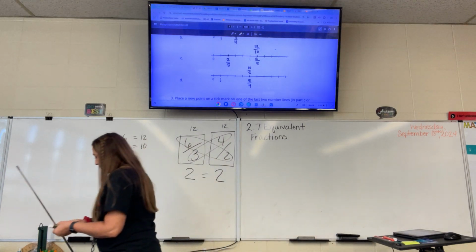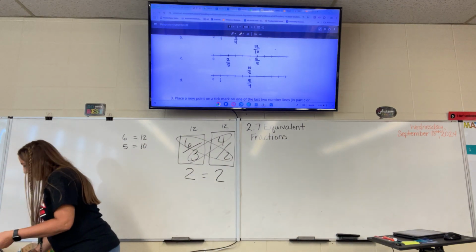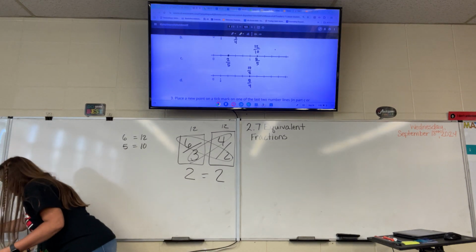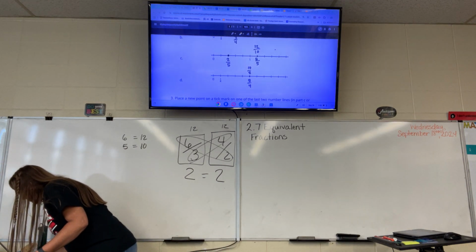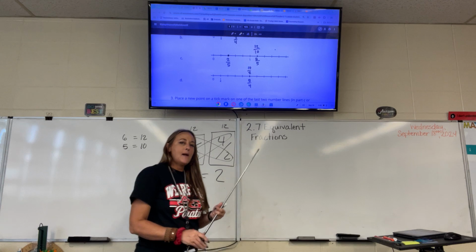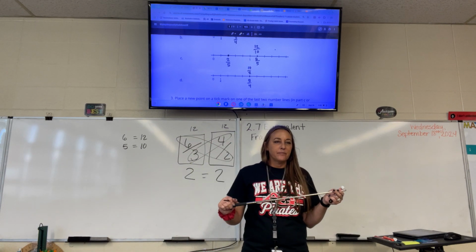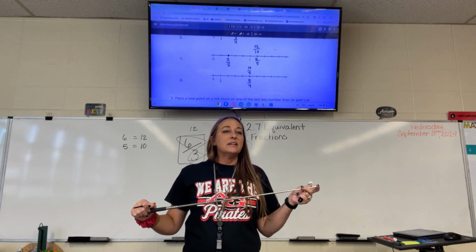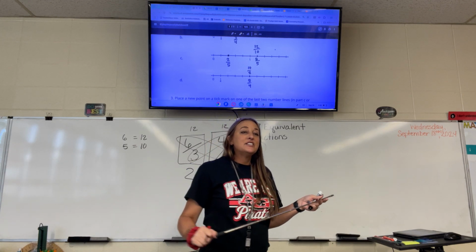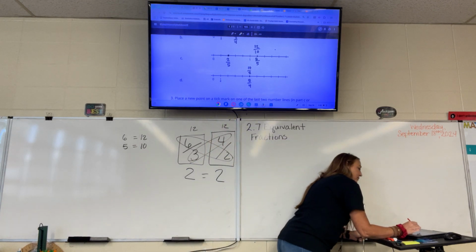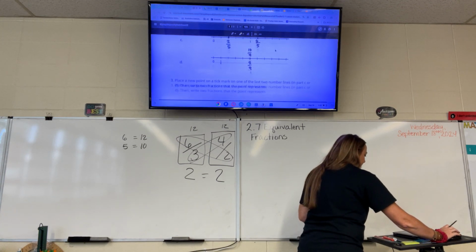And then, if we double 2/5, what will we have? Macy, what's 2 doubled? 4. What's 5 doubled? 10. So our new fraction then would be 4 tenths. 4 tenths. Okay.